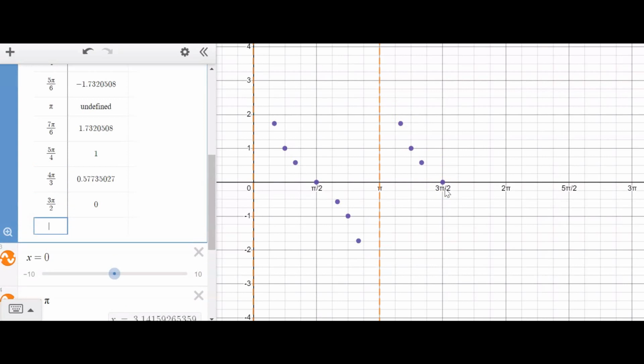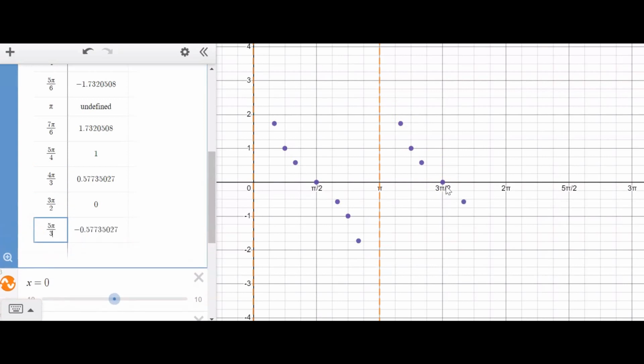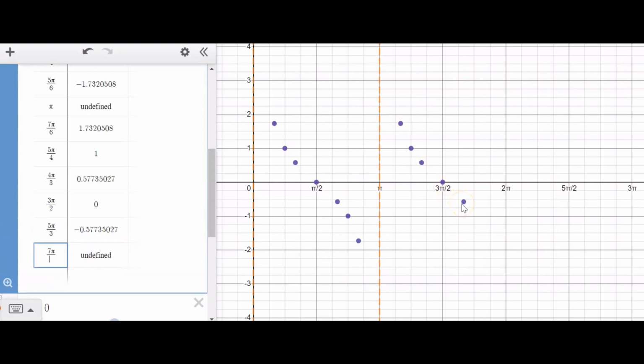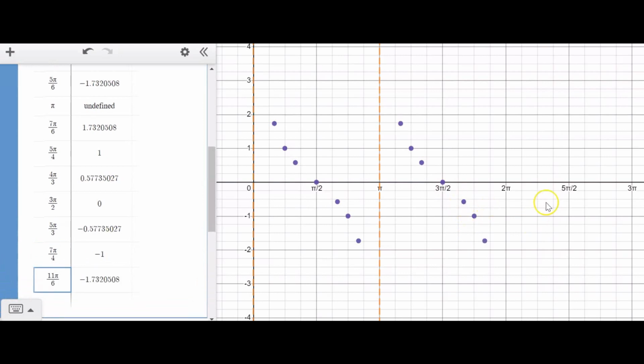Now, when we go to 5 pi over 3, I'll bet we get a negative. Sure enough, we get negative square root of 3 over 3. Then 7 pi over 4 gives us a negative 1. And 11 pi over 6 gives us negative square root of 3.